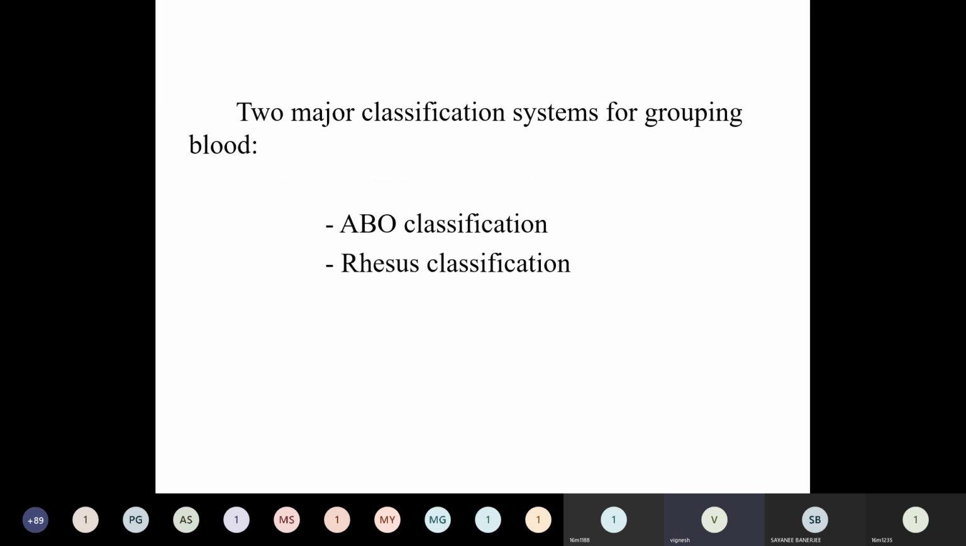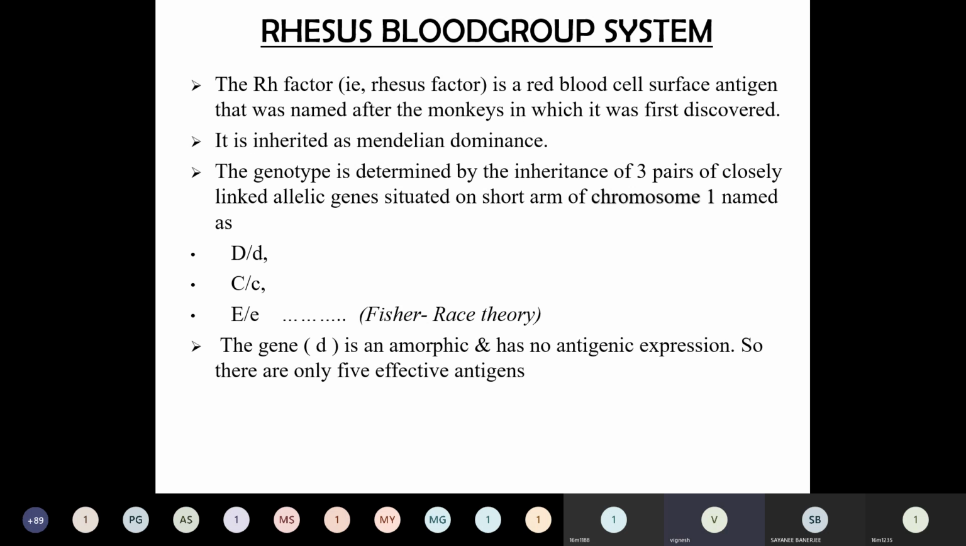Now we go to the RH in particular. There are two major classification systems for grouping blood. One is the ABO classification, and two, you have the RH or the Rhesus classification. So coming to the Rhesus blood group system, that is the RH factor, it is a red blood cell surface antigen that was named after the monkeys in which it was first discovered.